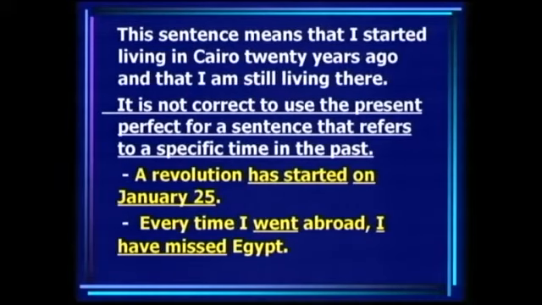It's not correct to use the present perfect for a sentence that refers to a specific time in the past. يعني ايه بقى a specific time in the past؟ ما اقدرش استعمل ال present perfect عشان اتكلم على حاجة حصلت في وقت محدد في الماضي. هتعرفوا القاعدة دي. If you define a certain time in the past، لو حددت وقت معين في الماضي يبقى لازم استعمل ال past simple.